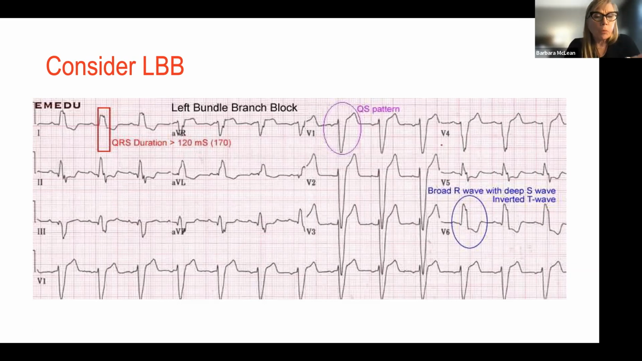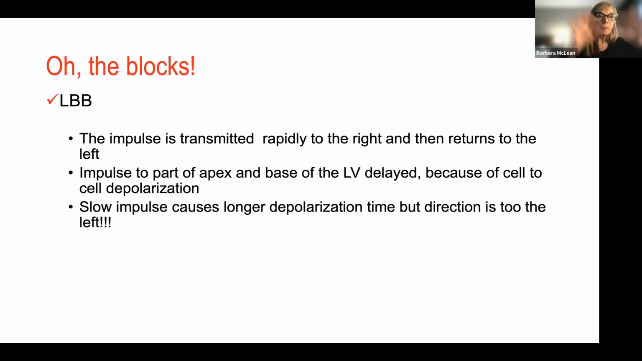Now, one of the really important things, again, beyond the aspects of this talk today, is that repolarization is also altered in bundle branch blocks. So typically in the leads that are facing where the bundle branch block is, you're going to see a sloping downwards of your ST and an inverted T wave, which indeed you see here. Oy, the blocks, the blocks, the blocks.